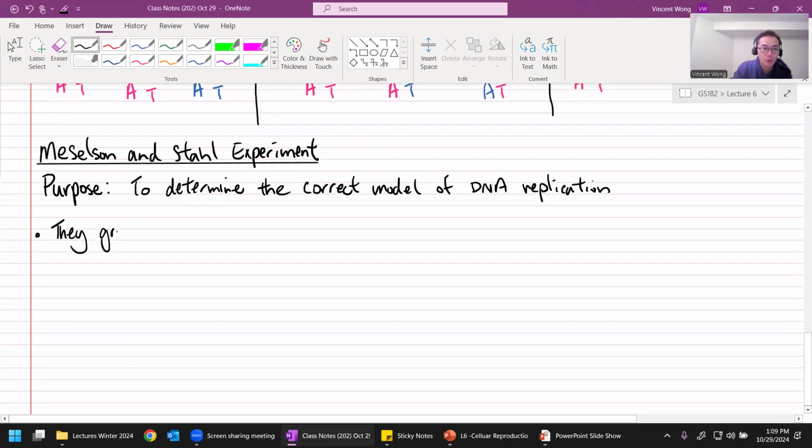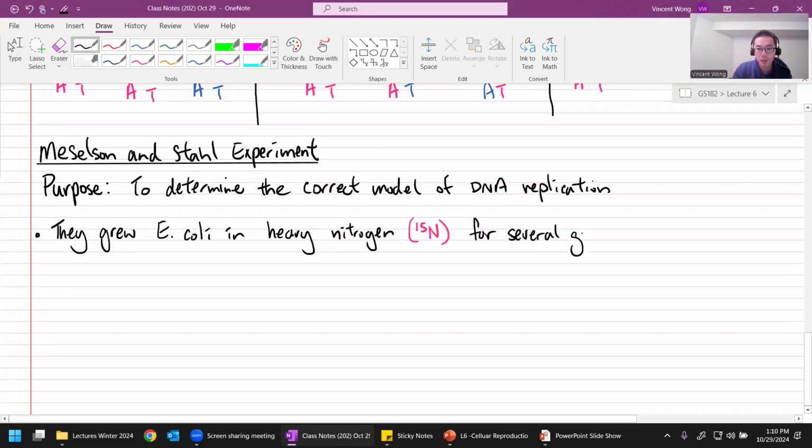They grew E. coli in heavy nitrogen for several generations. Please use colors like I do so that it makes sense.